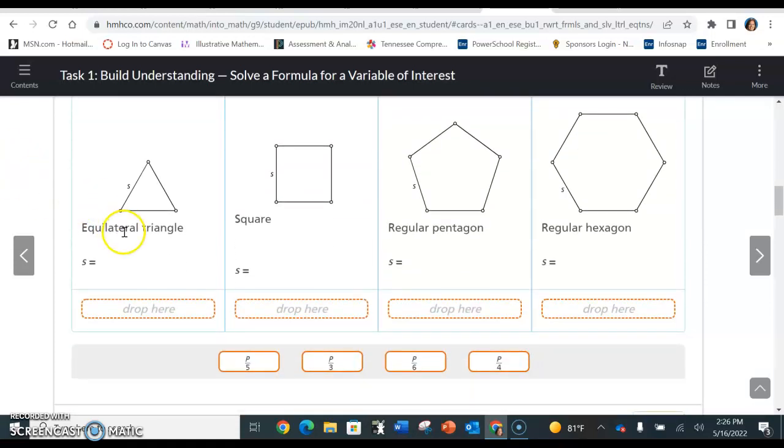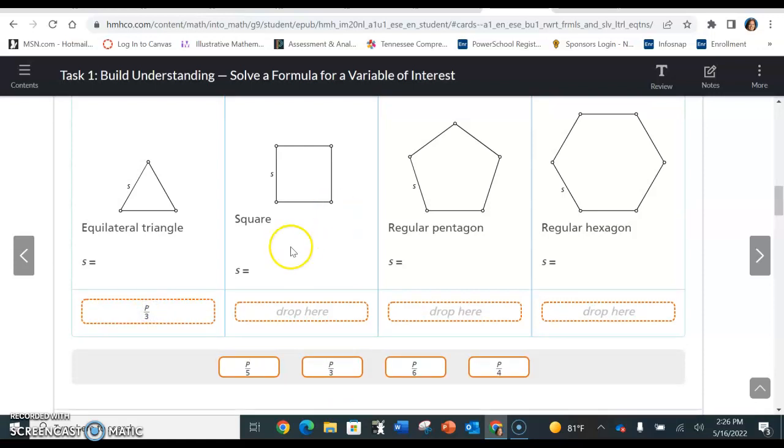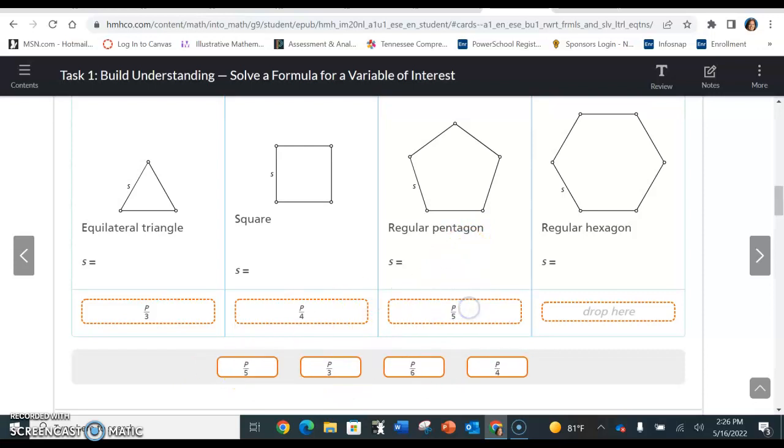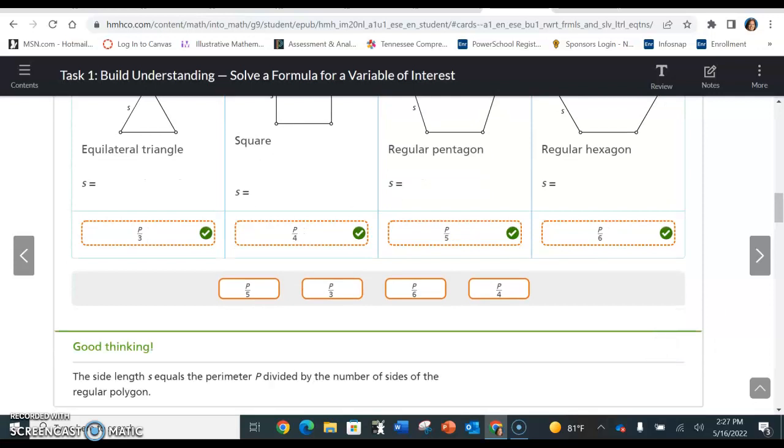So the first one is the equilateral triangle, so you know there are 3 sides to a triangle. So S equals perimeter divided by 3. A square has 4 sides, so it's going to be perimeter divided by 4. Your regular pentagon has 5 sides, so you're going to have P divided by 5, and your regular hexagon has 6 sides, so P divided by 6. So you're going to have the side length equal to the perimeter divided by the number of sides.